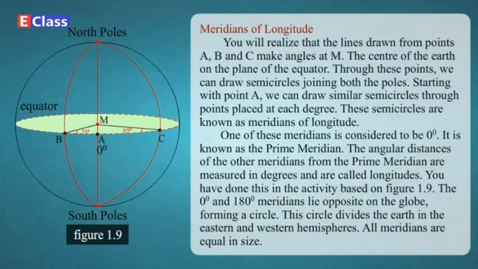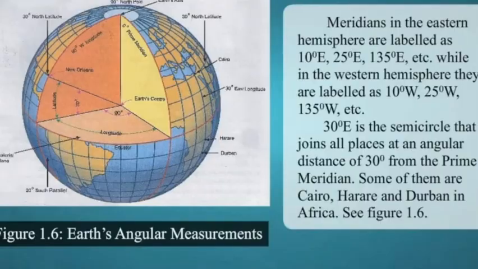The 0 degree and 180 degree meridians lie opposite each other on the globe, forming a circle. This circle divides the earth into eastern and western hemispheres. All meridians are equal in size. Meridians in the eastern hemisphere are labeled as 10 degree east, 25 degree east, 135 degree east, etc. While in the western hemisphere they are labeled 10 degree west, 25 degree west, 135 degree west, etc.